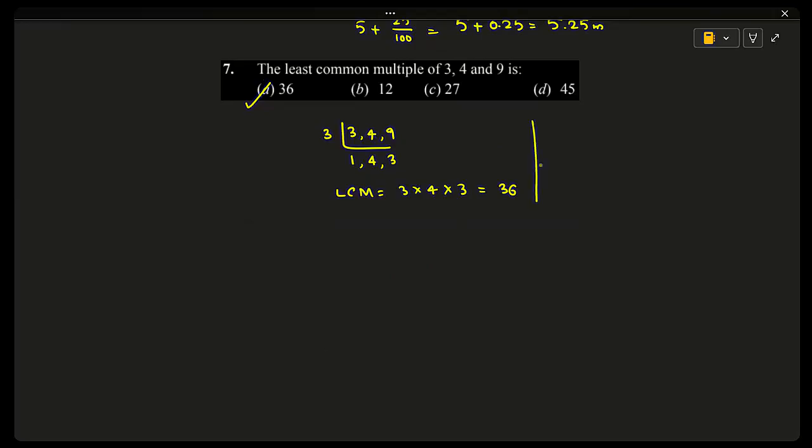And I'll tell you one shortcut to find the LCM. While finding the LCM, if you identify any common factors, you can cancel them. That means 3 you can eliminate. Simply find the LCM of 4 and 9 because they are co-primes. The LCM is going to be their product, that is 36.